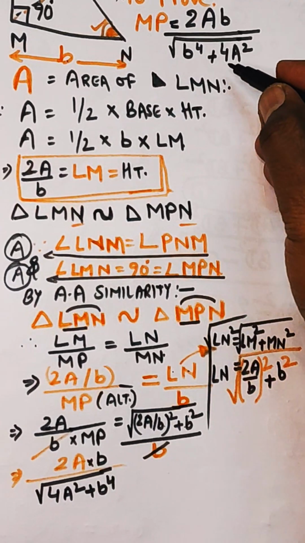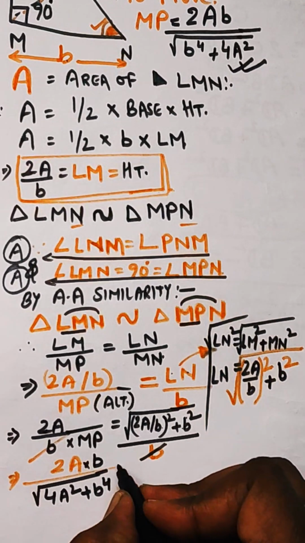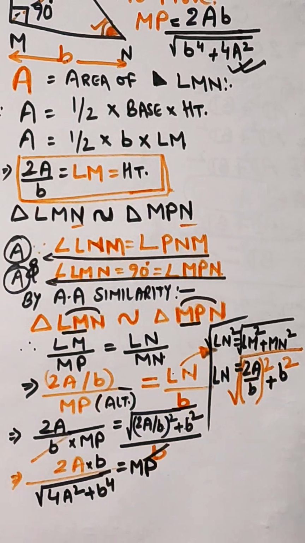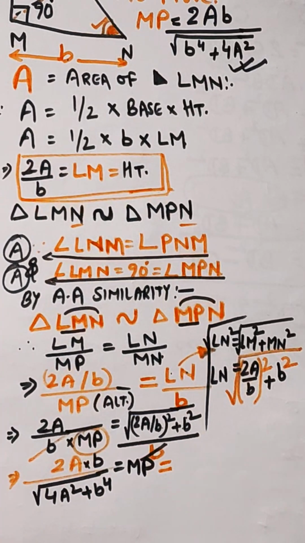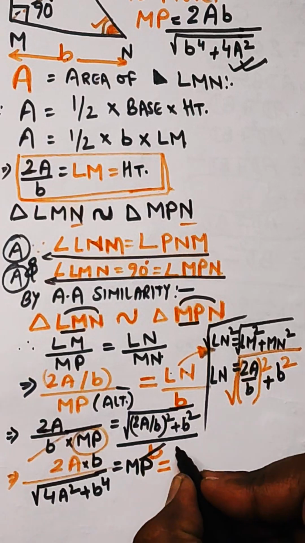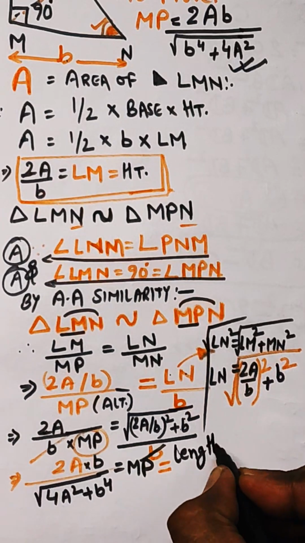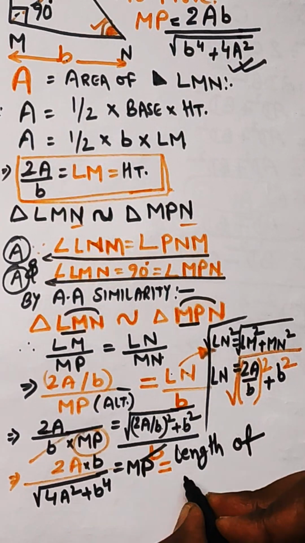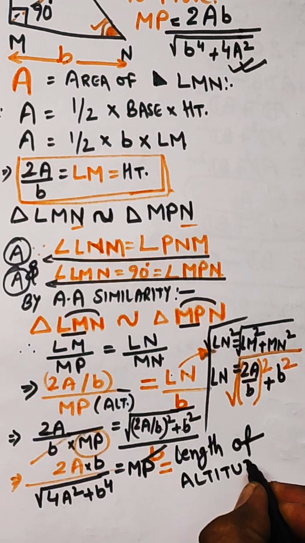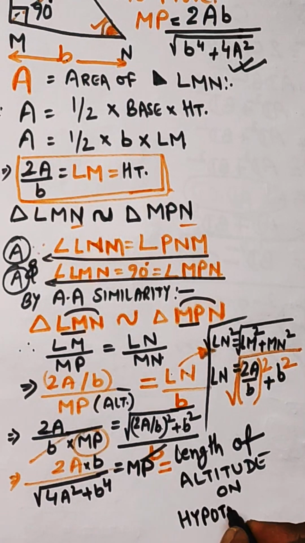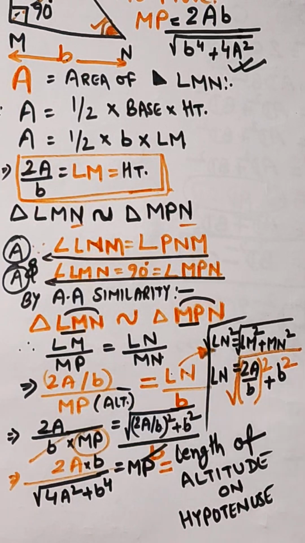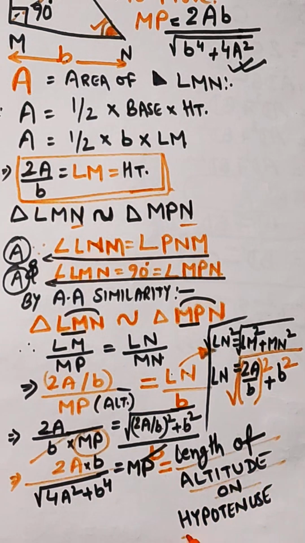And that in the denominator, when we take the square root of b square, small b will be going into the numerator. So we get the length of MP as 2ab by root over of 4a square plus b^4, right? This is the length of the altitude which is drawn on the hypotenuse, right? So this was the same thing which was about to be proved, right?